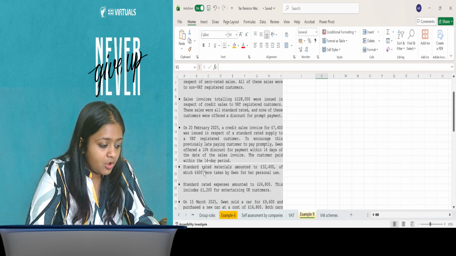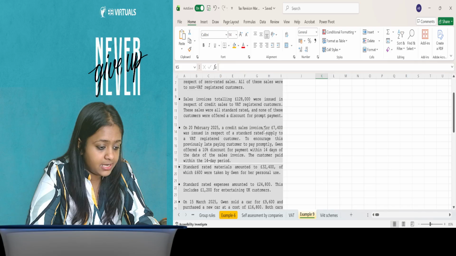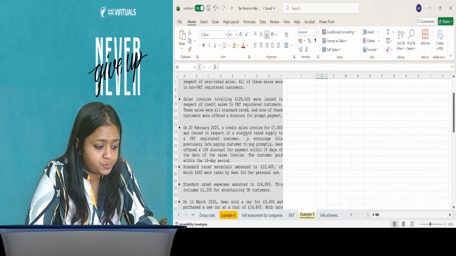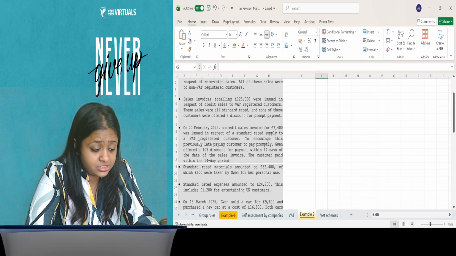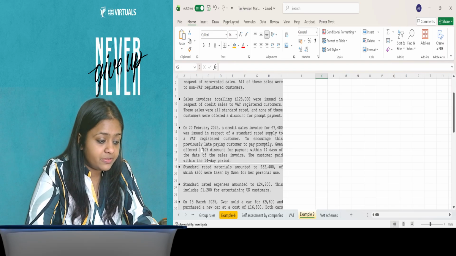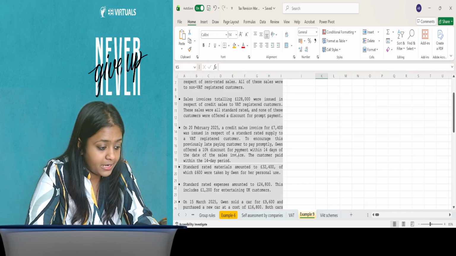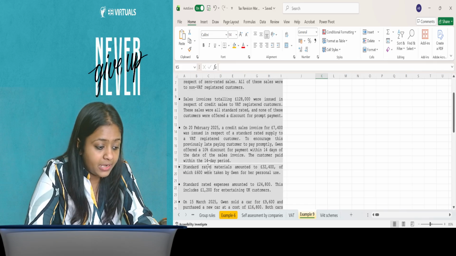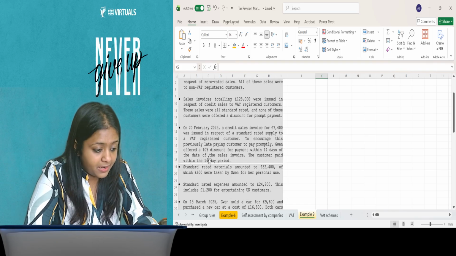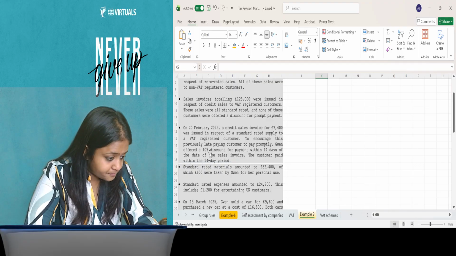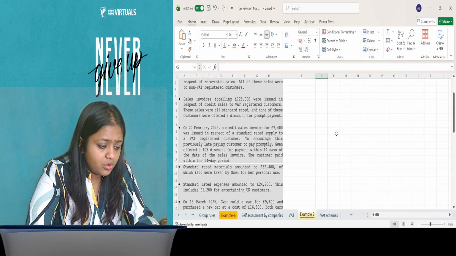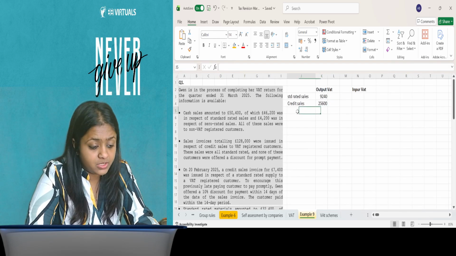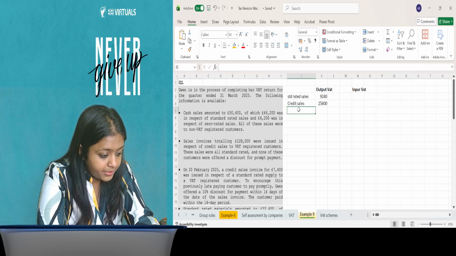Clear? Next one. On 20th February 25, a credit sale invoice of 7,400 was issued in respect of a standard rated supply to a VAT registered customer. To encourage this previously late paying customer to pay promptly, Gwen offered a 10% discount for payment within 14 days of the day of the sales invoice. The customer paid within the 14 day period. Customer paid. Okay, and it is not given what the status of the invoice date was. So we assume that the customer paid later on only.